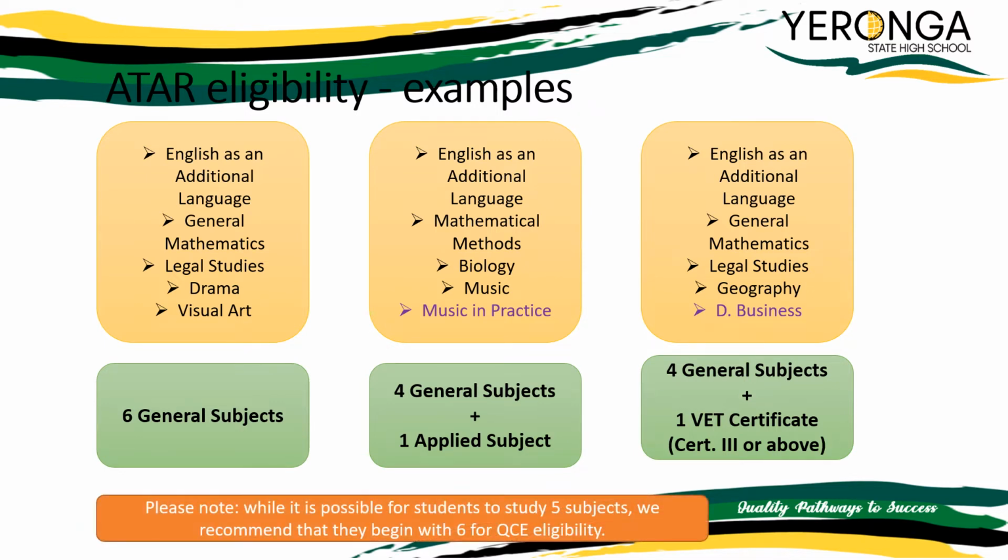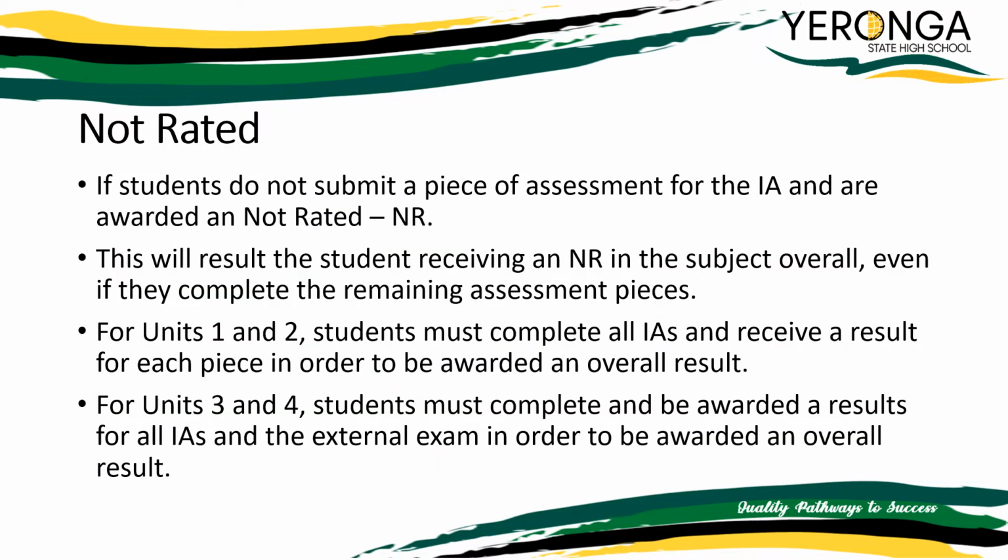Please note that while it's possible for students to study 5 subjects, we recommend that they begin with 6 for their QCE eligibility. So it's important that we also discuss not rated. If students do not submit a piece of assessment for an IA, which is an internal assessment, and are awarded a not rated, an NR, this will result in the student receiving an NR in the subject overall, even if they complete the remaining pieces of assessments.